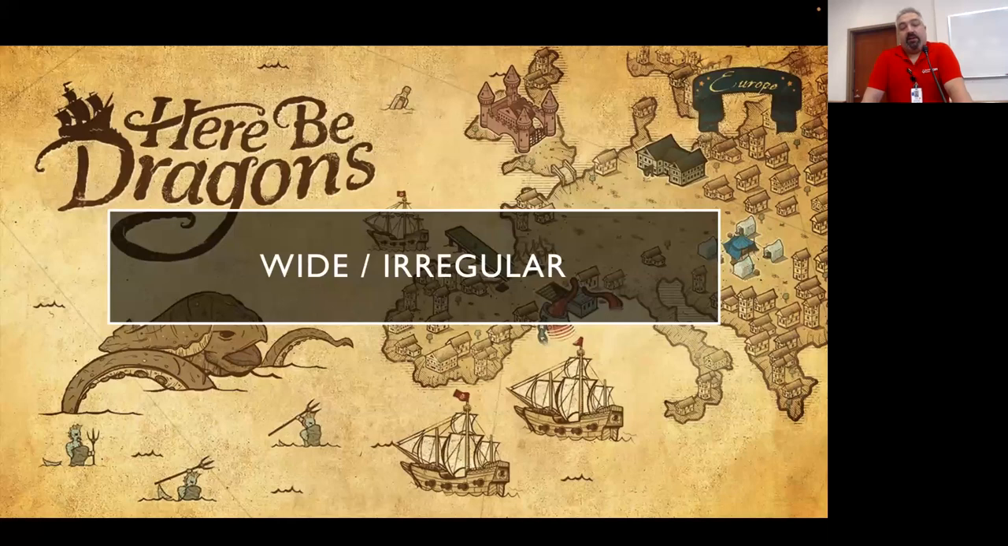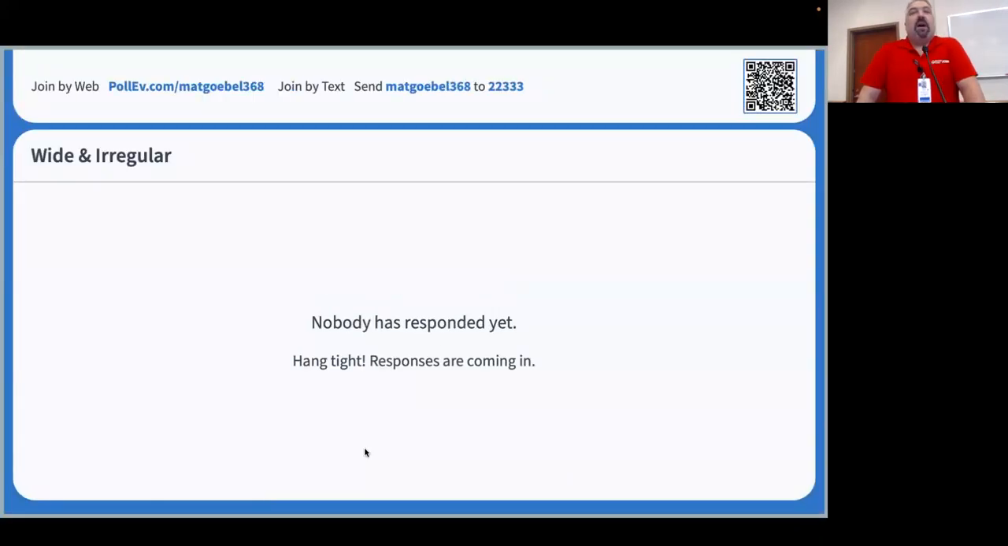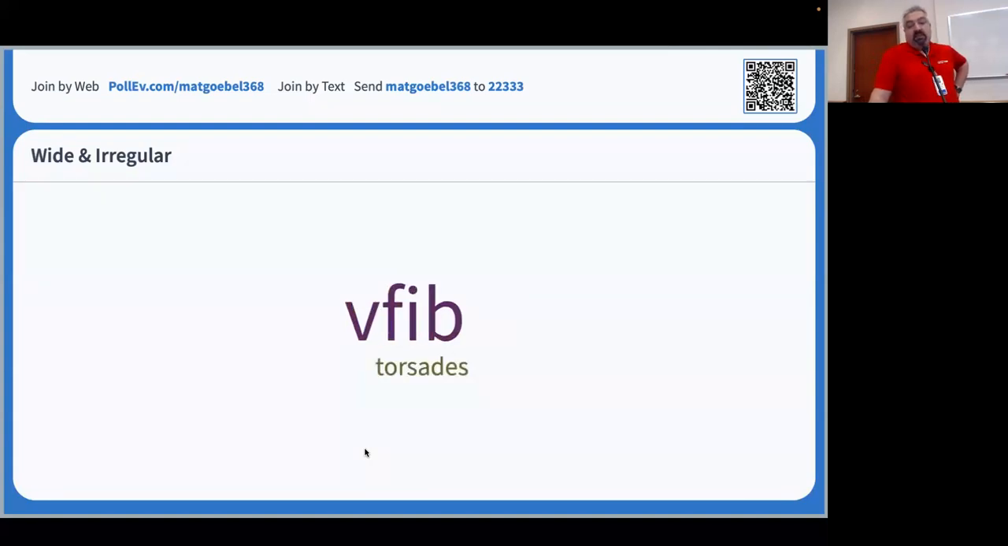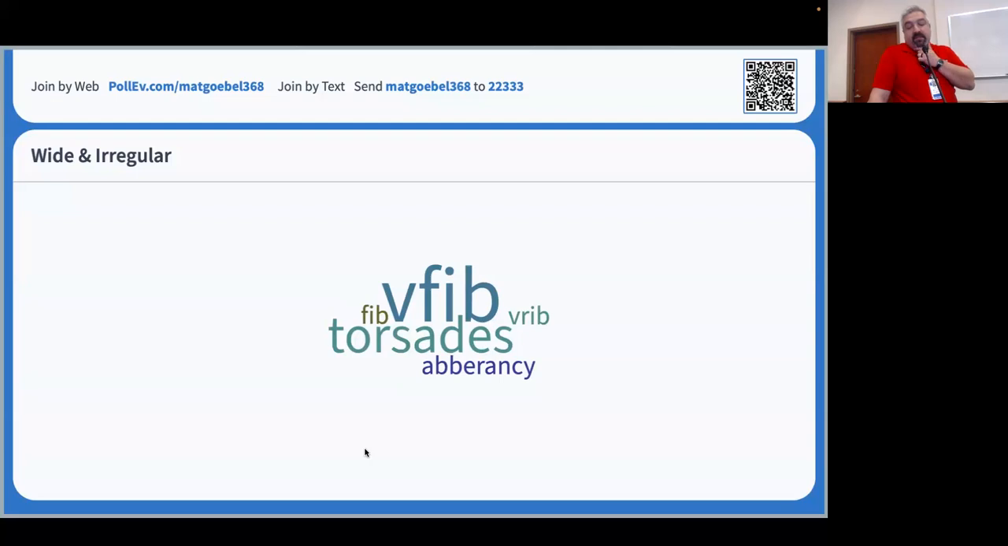Wide and irregular. These are the scary ones, okay? Here be dragons. So what are you thinking with wide and irregular? VFib does not have QRS complexes. It is, however, very irregular. Brugada, torsades, fib.